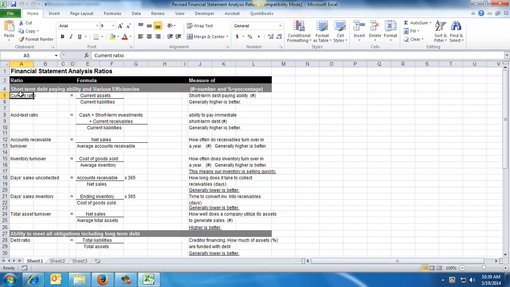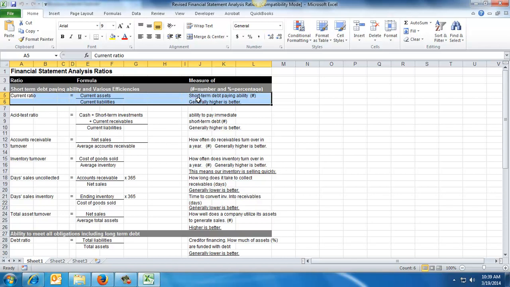The first one we'll look at is the current ratio. We've seen this one before. Again, the current ratio and a lot of the ratios, or all the ratios in this category, are going to fall under the classification of a company's short-term debt paying ability, or some of these measure various efficiencies of the company. So your current ratio is going to be measured as your current assets divided by your current liabilities. So you need to find those numbers on your balance sheet.